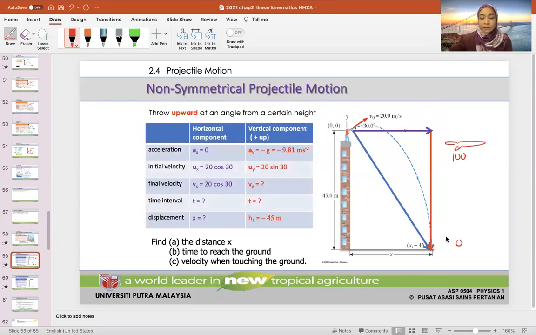But in this problem, it starts with 0 at the top and at the bottom is minus 45. This is Y0, this is Y equals minus 45. This is the X, the final displacement in the X. Okay, if we wanted to know the displacement, because we need to initialize all the parameters first, S equals delta Y, Y final minus Y initial. Your Y final is minus 45. Your Y initial is 0. It's still a minus 45.